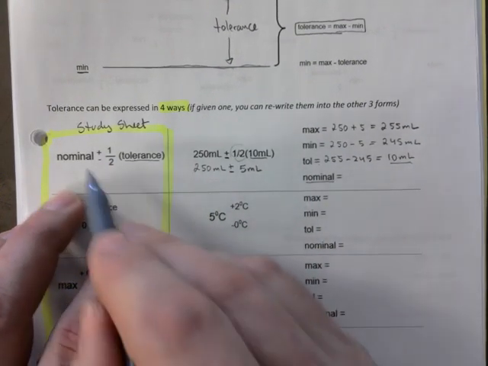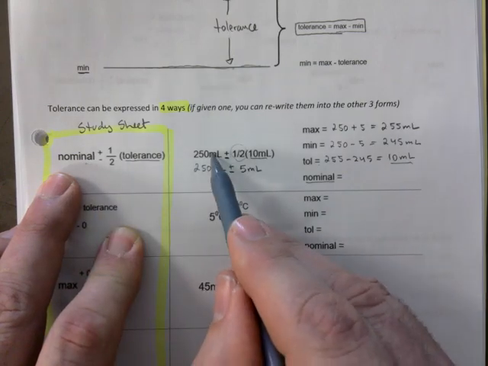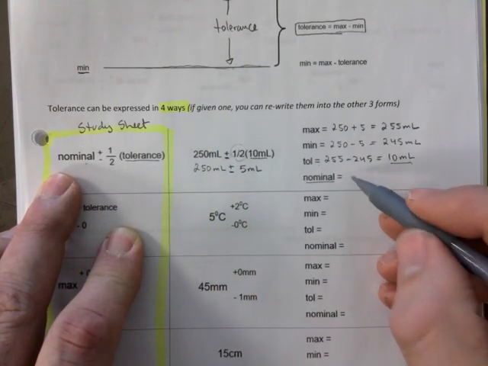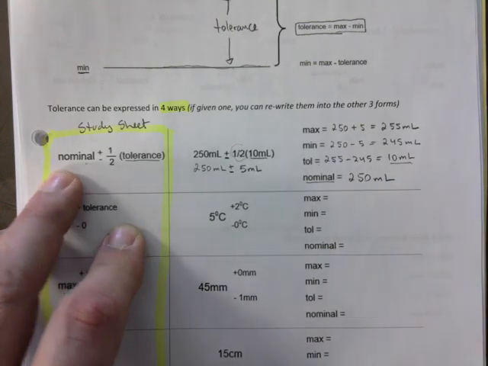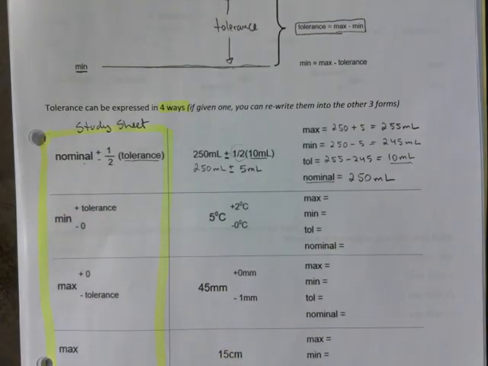Nominal, right, would be this number up front here. That's what we aim for. Ideally, every single bottle should be 250, like right on 250. But we allow 251, 252, 253, 254, all the way up to 255. 256 would no longer be allowed.